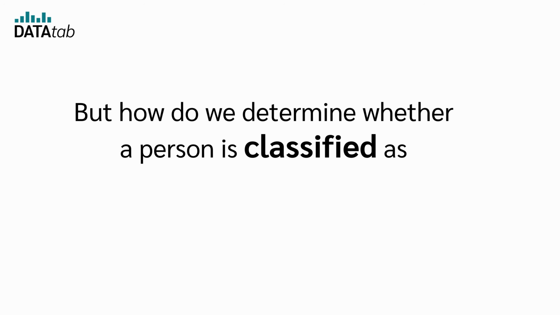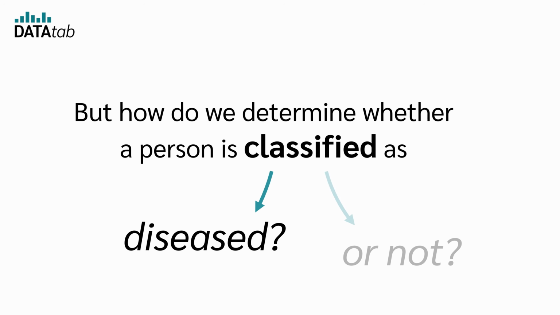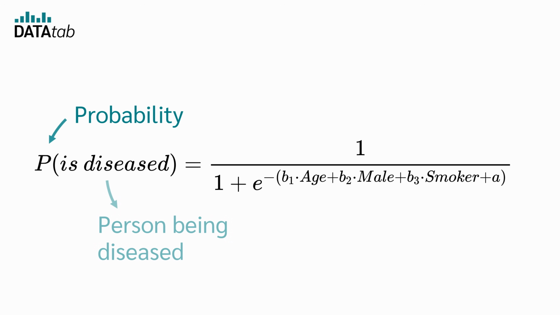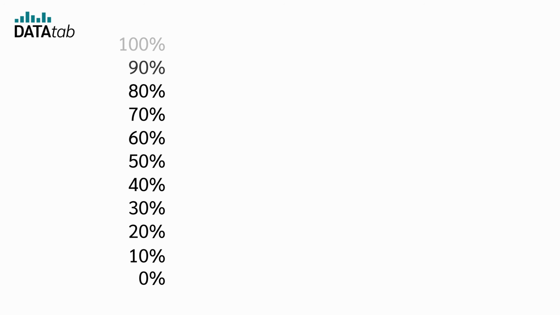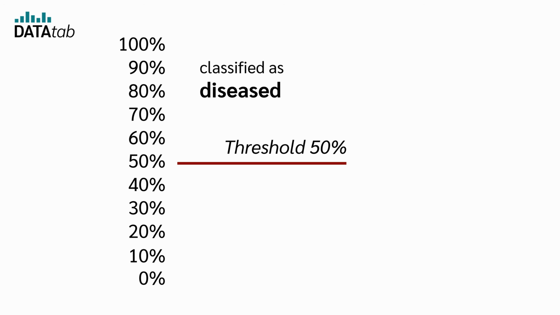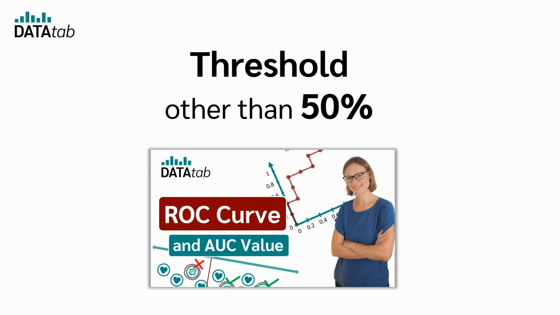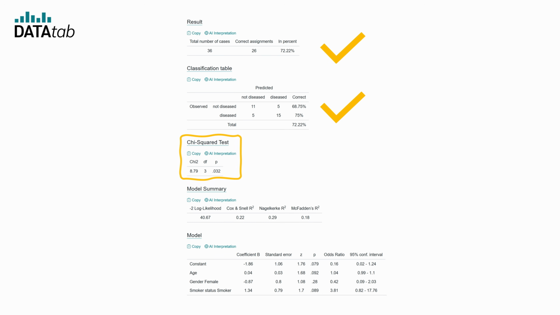But how do we determine whether a person is classified as diseased or not? As mentioned earlier, logistic regression provides the probability of a person being diseased. So we obtain values ranging from 0 to 100%. Now we simply set a threshold of 50%. If a value exceeds 50%, the person is classified as diseased. Otherwise, they are classified as not diseased. Of course, you can choose a threshold other than 50%. To learn more about this, check out our video on the ROC curve. So let's have a look at the next table.